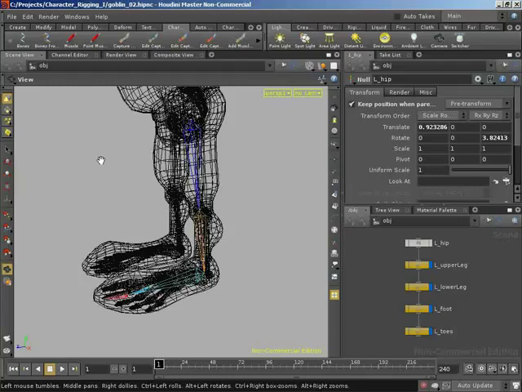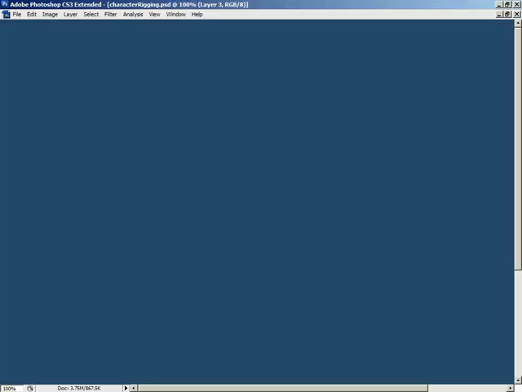Okay, so now that we've got our leg bones in place, let's spend a minute and discuss how we're going to set up the modified stretchy IK on our leg. That's the stretchy IK that will give us the manual stretch in addition to the automatic stretch, and also give us the ability to lock the stretchiness on our leg.